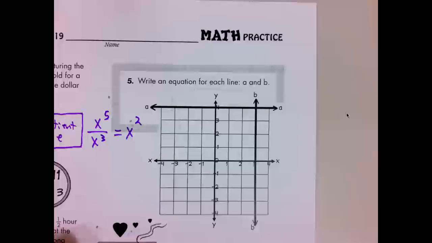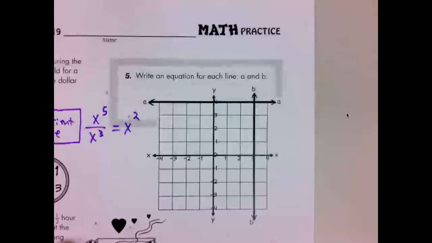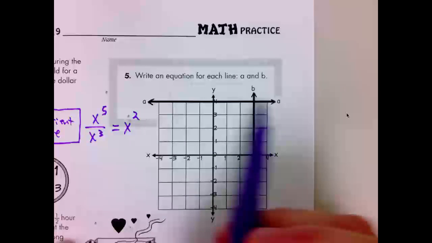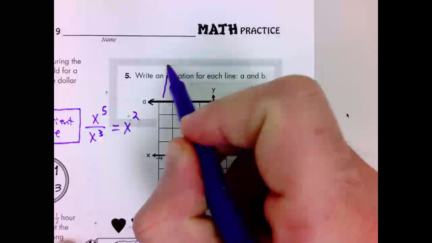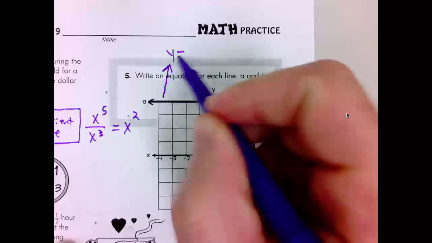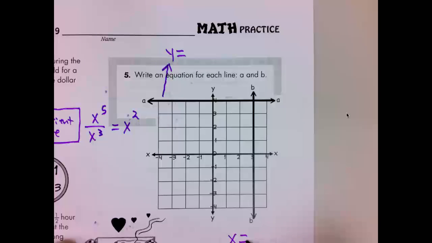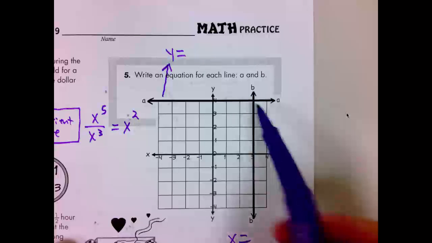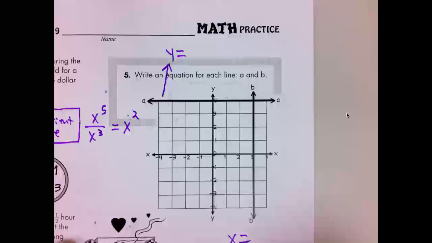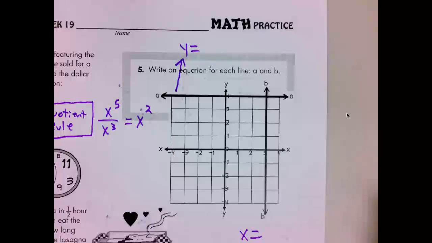Number 5 says write an equation for each line. Well, a horizontal line will be y equals some constant. Consider what it is in this case. A vertical line will be x equals. Because on this vertical line, all of the x values are the same, and on this horizontal line, all of the y values are the same. All right.